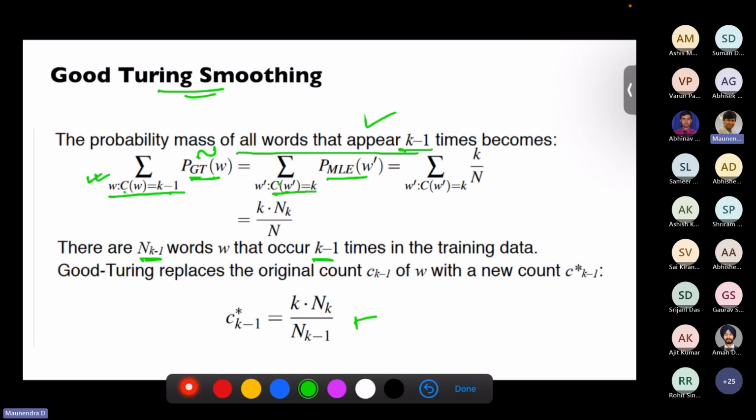So for all of them, we are actually trying to find this. Good Turing replaces the original count c of k minus 1 of W with a new count c star of k minus 1, and this numerator, because this is a probability, so denominator n is there, but if we check only the count, the numerator is k into nk divided by nk minus 1, and the probability will actually be this thing into 1 by n. This will be the probability.